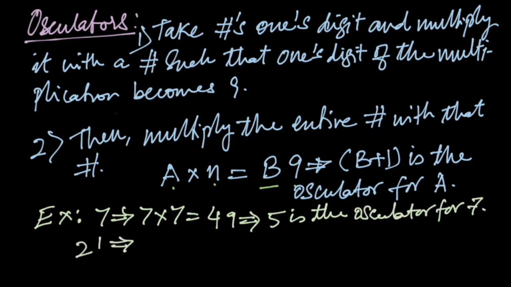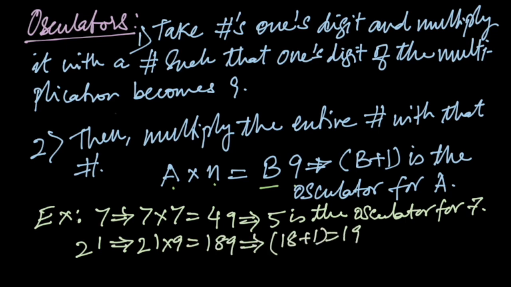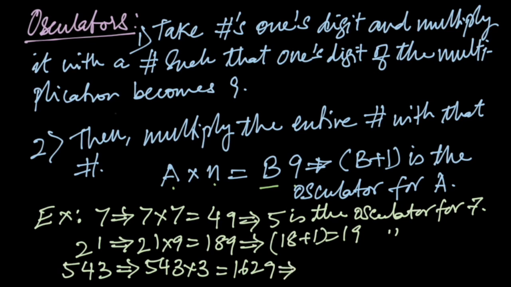Similarly for 21, we have to multiply it with 9, so it becomes 189. So 18 plus 1, 19, is the oscillator for 21. For 543, we have to multiply it with 3, so it becomes 1629. So 162 plus 1, 163, is the oscillator for 543.